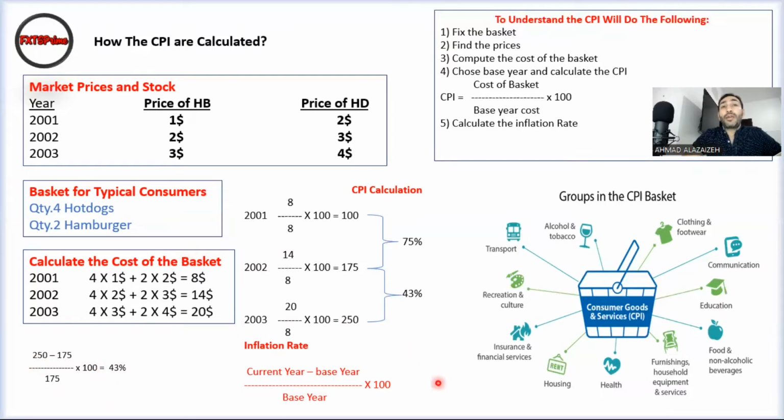So if I want to calculate the inflation rate between 2003 and 2002, in 2003 the CPI was 250 and in 2002 the CPI was 175. So 250 minus 175, which I have taken as the base year, divided by 175 multiplied by 100, is equal to 43. We call this the inflation rate.